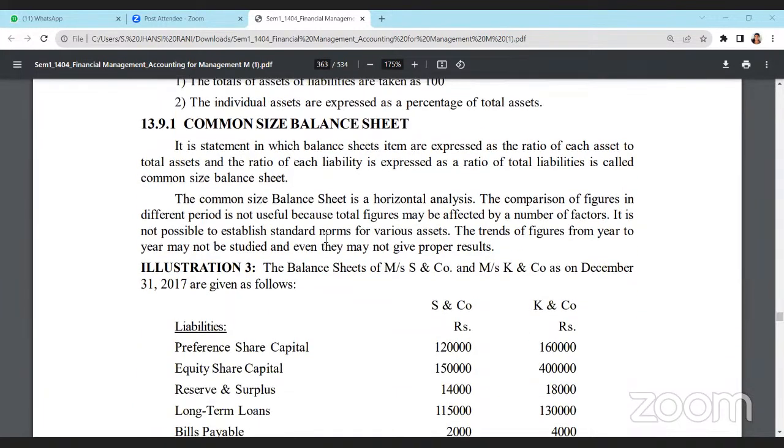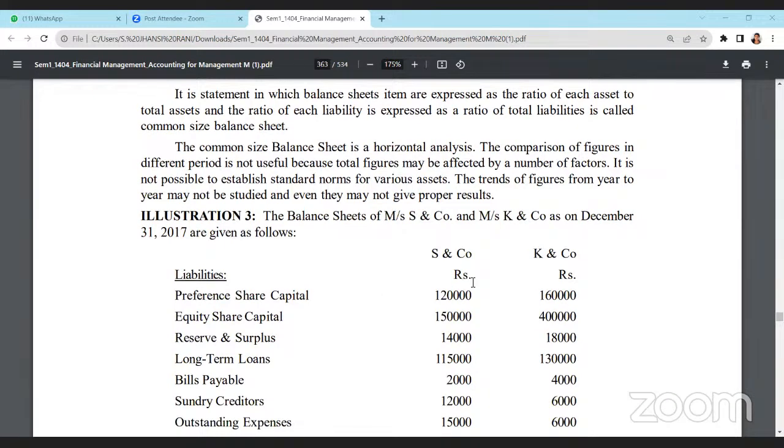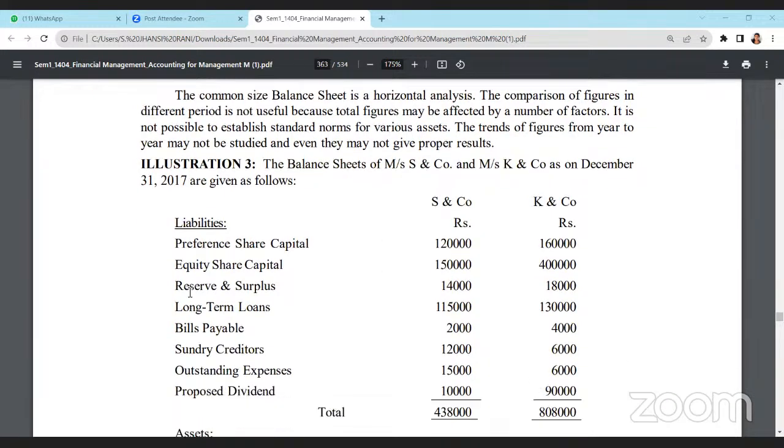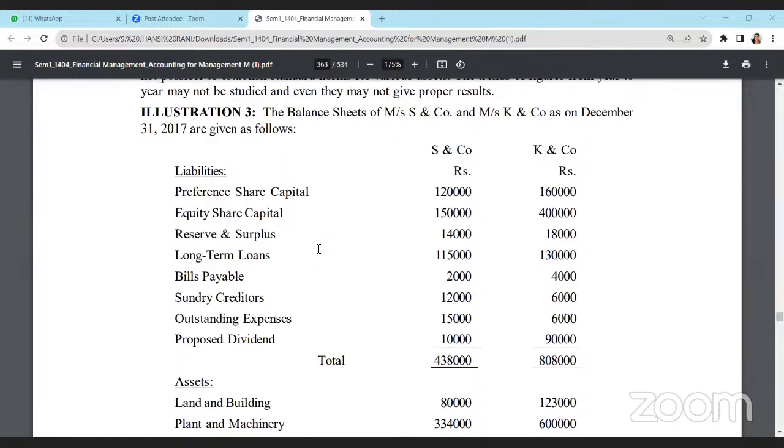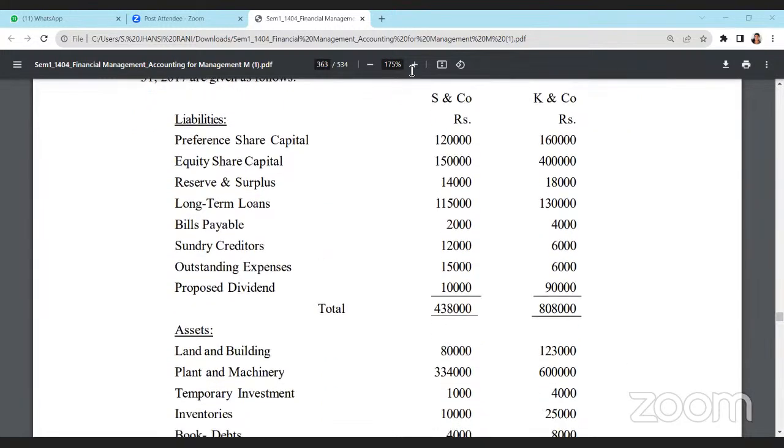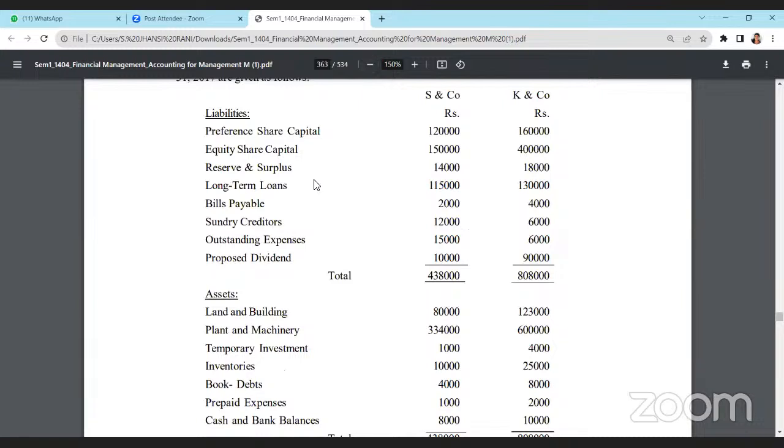So here we have 2 different pieces of information, S and Company, K and Company. Again, they have given preference share capital, equity share capital, reserves and surplus, long-term loans, bills payable, sundry creditors, outstanding expenses, proposed dividend, assets, land and building, plant and machinery, temporary investment, inventories, book debts, prepaid expenses, cash and bank balances. The format is the same as it is written for the balance sheet for comparative.